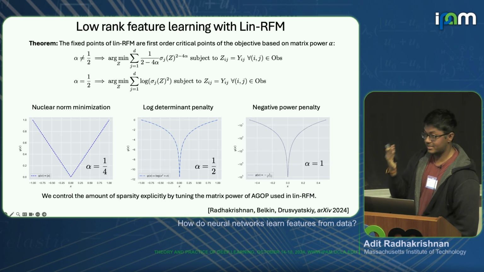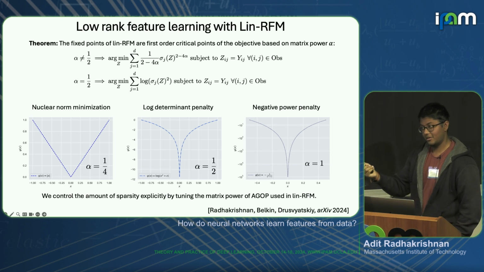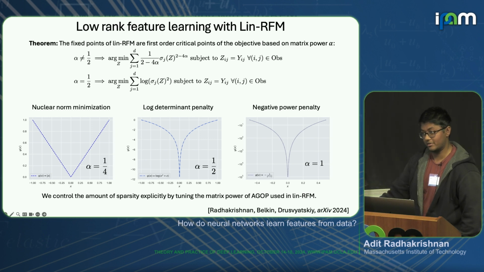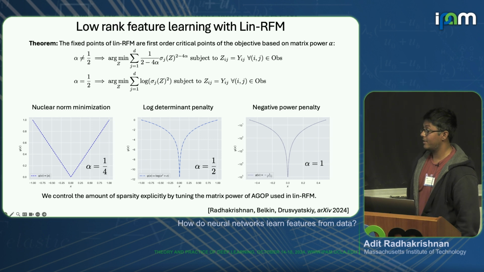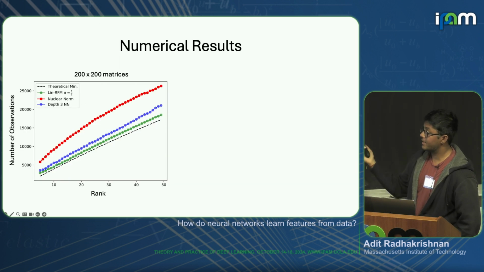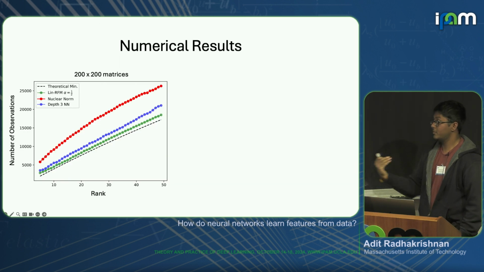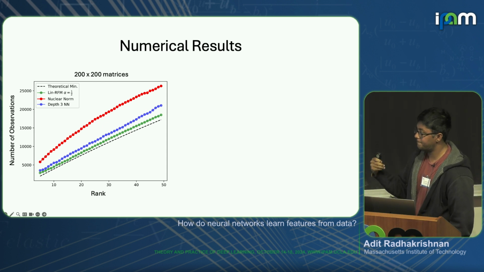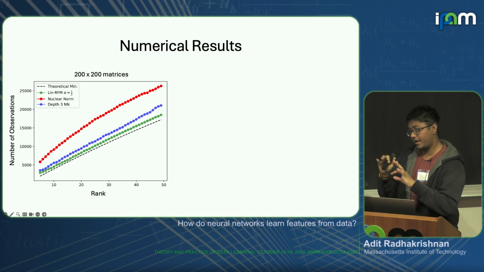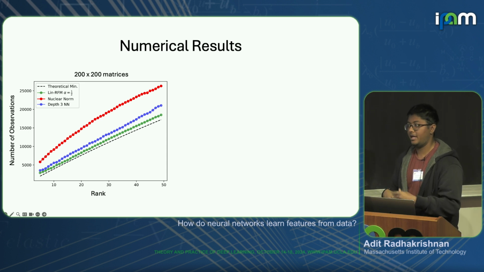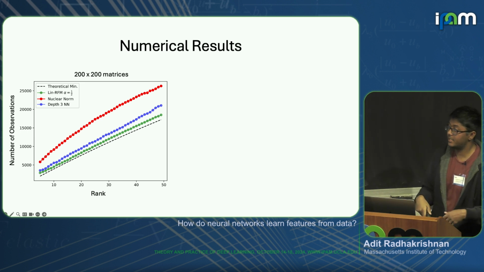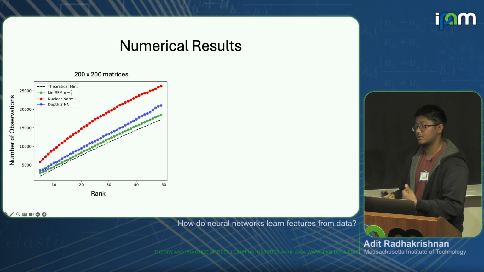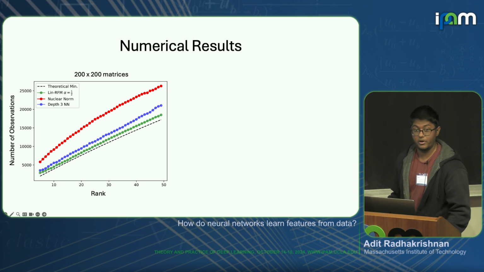So the nice part about this is that we had this power alpha, this matrix power that we've had through the talk. We can just tune this thing and control the amount of sparsity that we want in our model. And it turns out in some synthetic examples, in some simulations, we just took 200 by 200 matrices, and we asked if we just IID drop out samples, what's the fewest number of observations we need with these different algorithms to reconstruct the true low-rank matrix up to 10 to the -3 mean squared error.